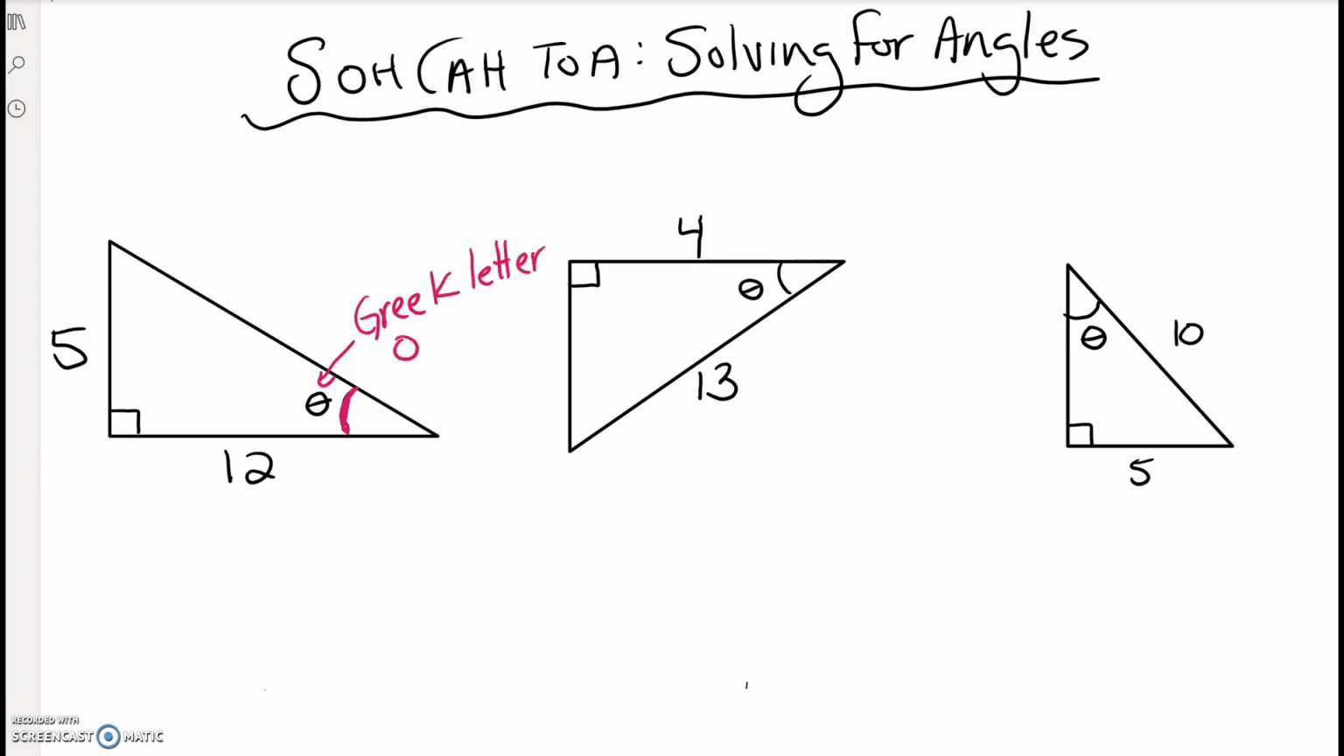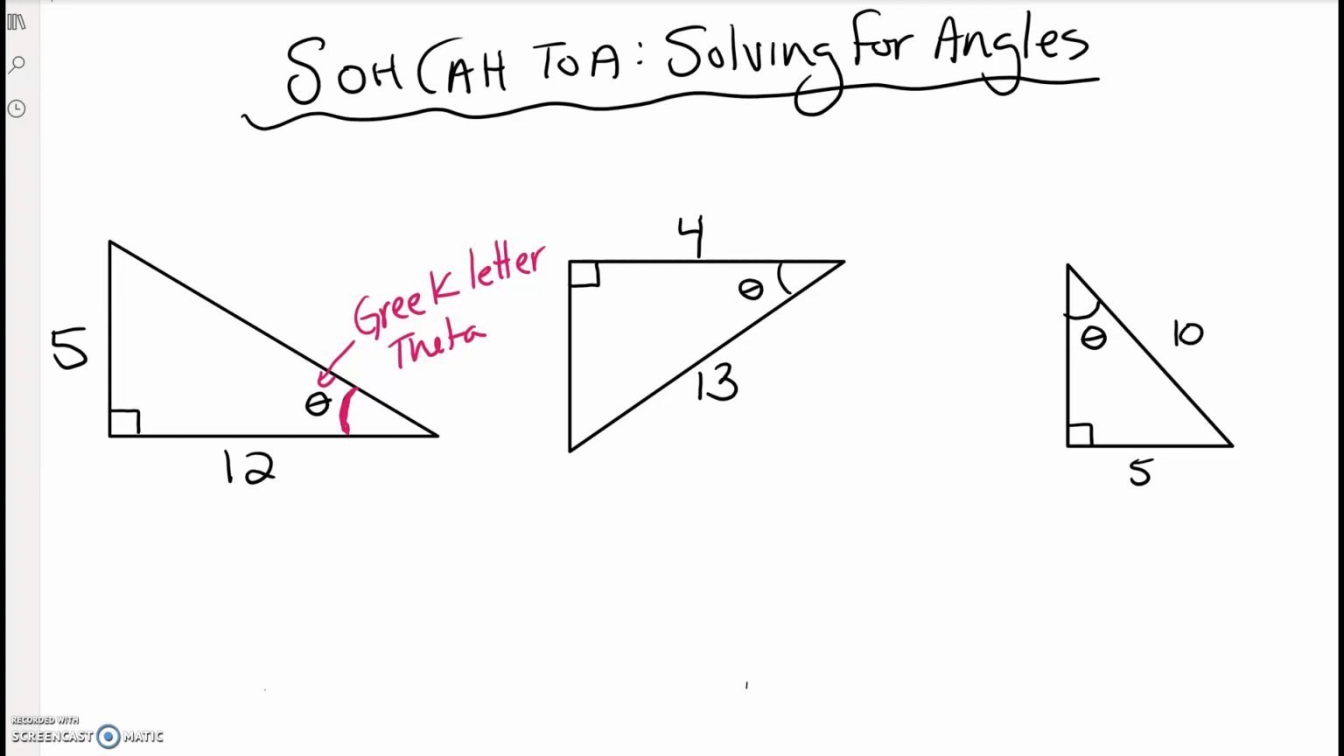Typically this letter theta is used to represent angles. It would be the same as using like the letter X as a variable. So it's just another letter, okay? In order to use our trig ratios, the first thing we're going to do is label our side lengths based on the angle that we're interested in finding.